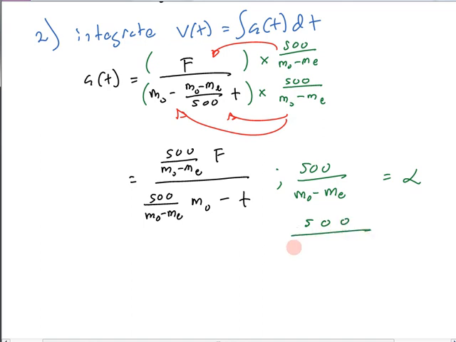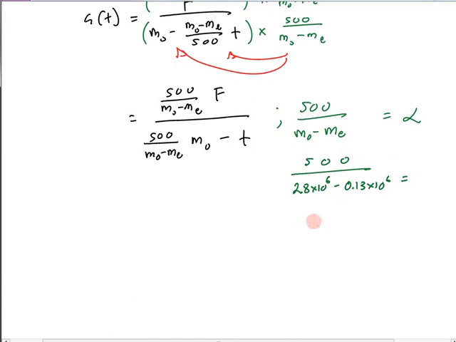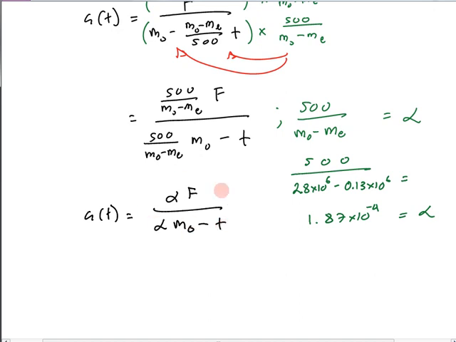Now m naught is 2.8 times 10 to the 6th, and me is 0.13 times 10 to the 6th. So I can further simplify this as 1.87 times 10 to the negative 4th is equal to alpha. So not only do I have my constant, I know what it is as well, and I can make that simplification. And I'll say that acceleration is alpha F over alpha m naught take t. And all of a sudden this is starting to look more simple. Because remember, alpha is just a number here.